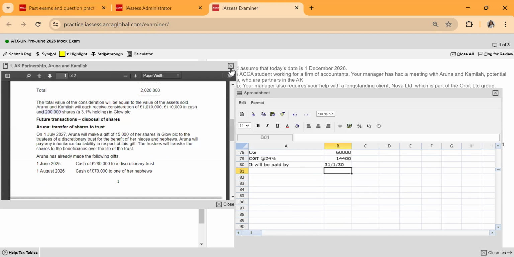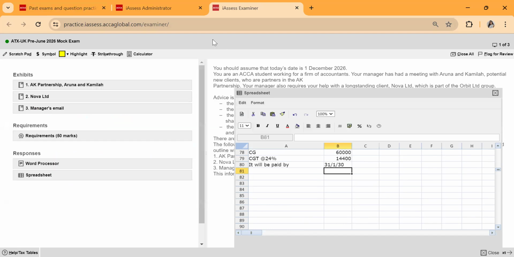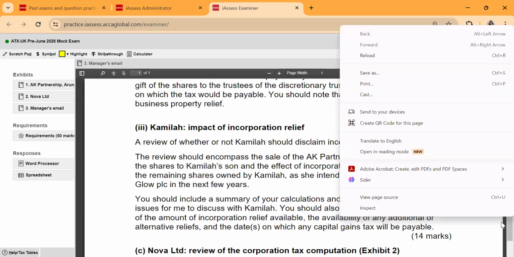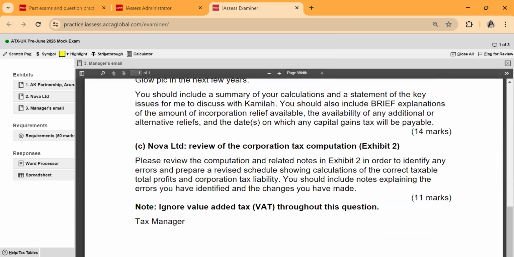So we are done with almost 39 marks. Okay, and now we're just left with 11 marks. That's all done. Okay, let's go to the last part. The last part of this question tells me Nova Limited, that is looking at the Exhibit 2 now. Please review the computation and the related notes in Exhibit 2 in order to identify any errors.